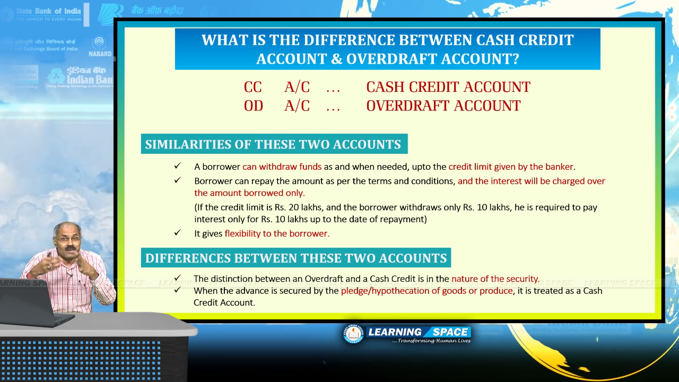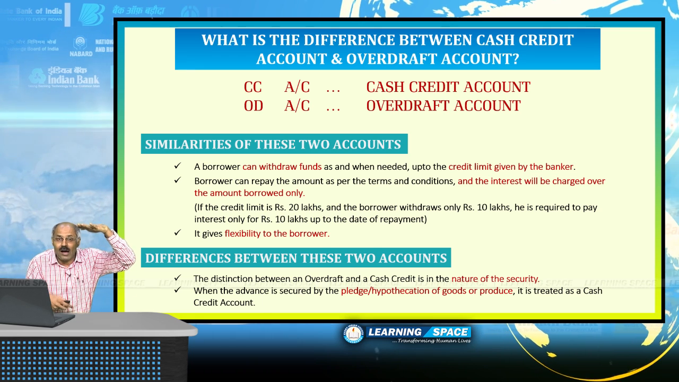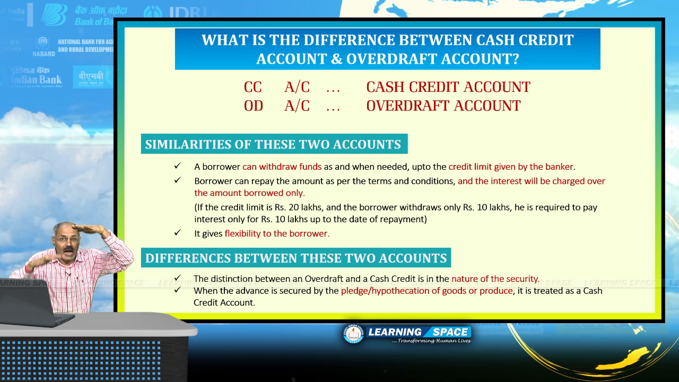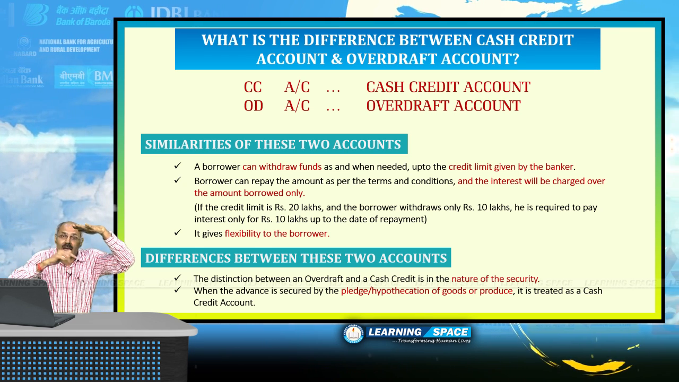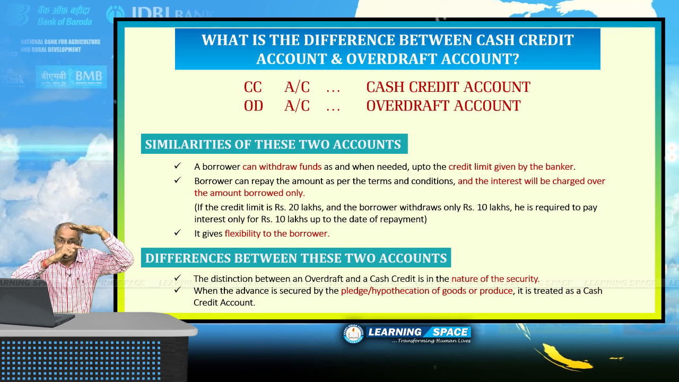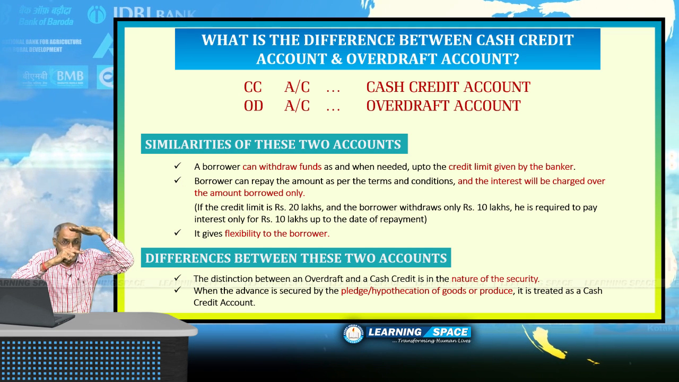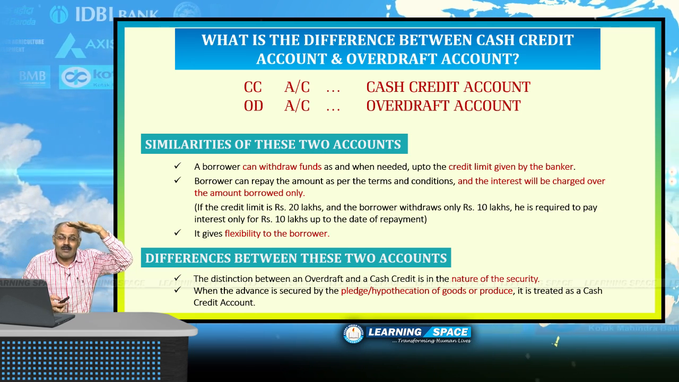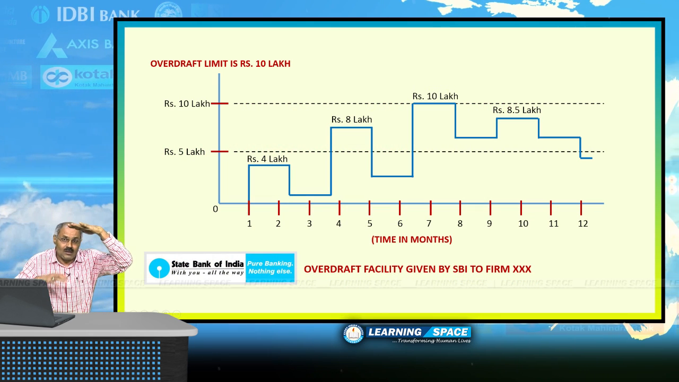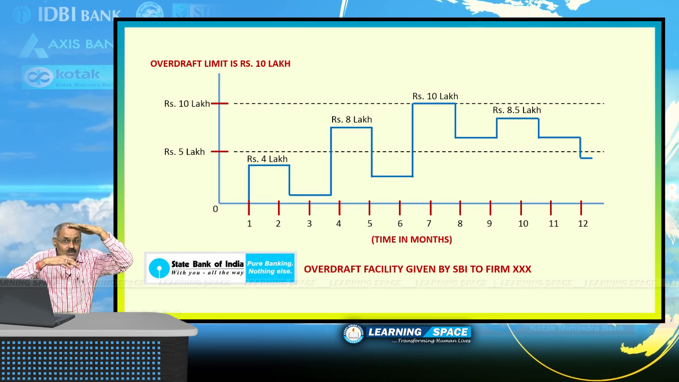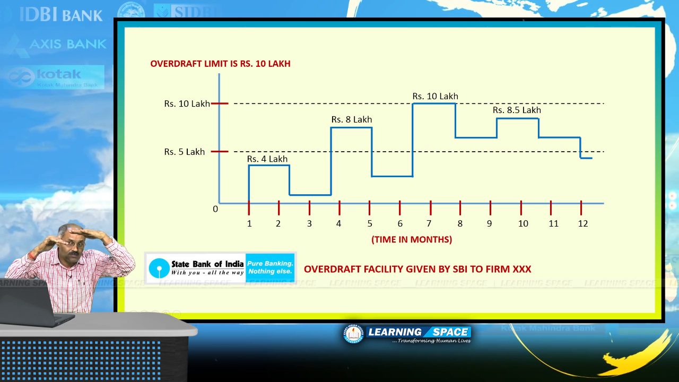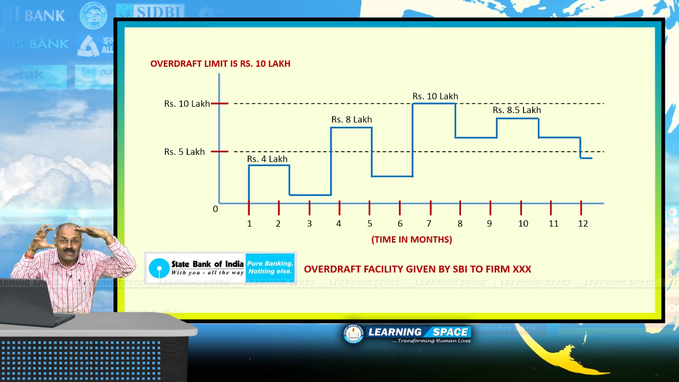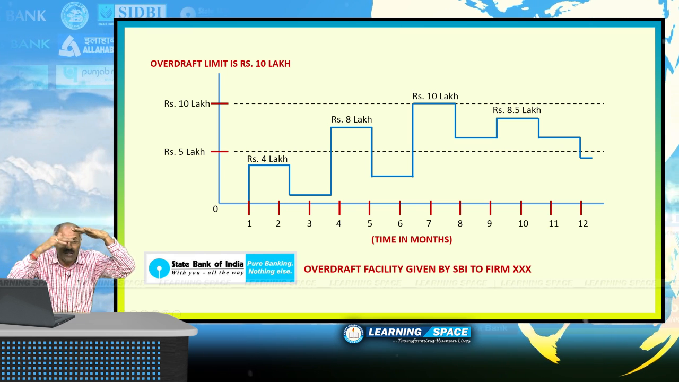In cash credit and overdraft, the bank will give a fixed limit. Bank will give the limit, and subject to the limit, whenever you want, you can take the loan. Suppose, let us assume the bank has given the limit of rupees 10 lakhs. Please look into this illustration. Bank has allowed you the limit of rupees 10 lakhs. Here the account may be either overdraft or cash credit. This illustration is applicable for both overdraft and cash credit.